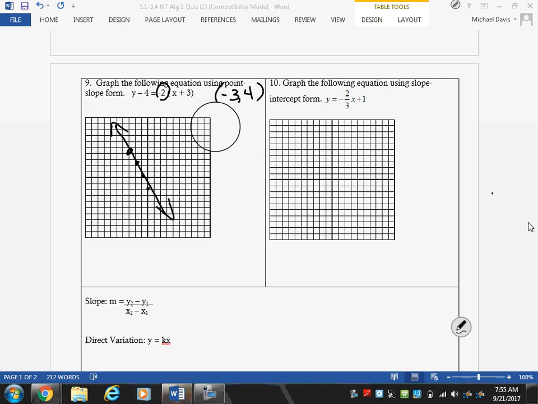Okay, and then on the other side, my y-intercept on number 10 is at 1. And then my slope is -2/3. So I go down 2 and over 3.